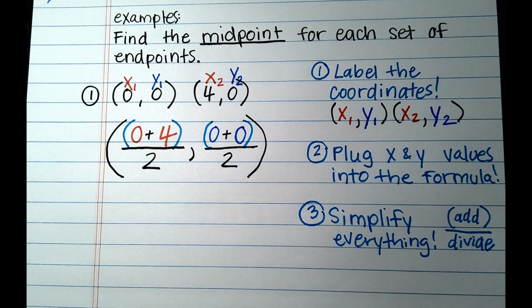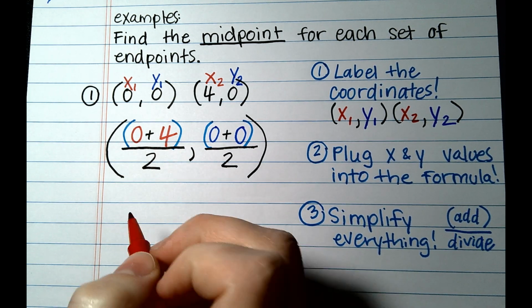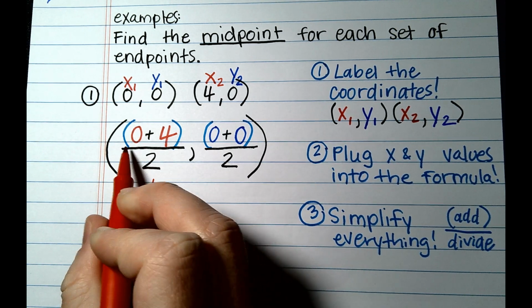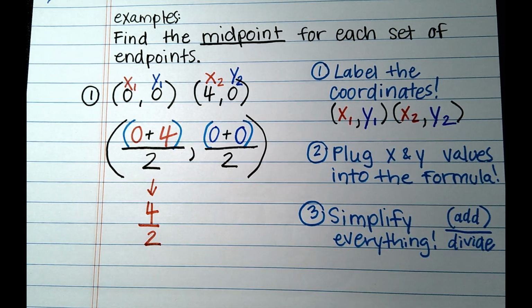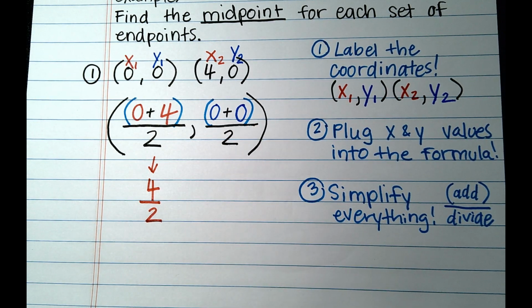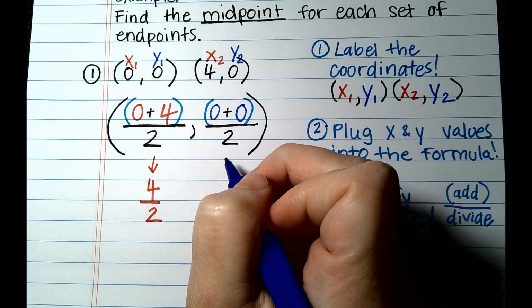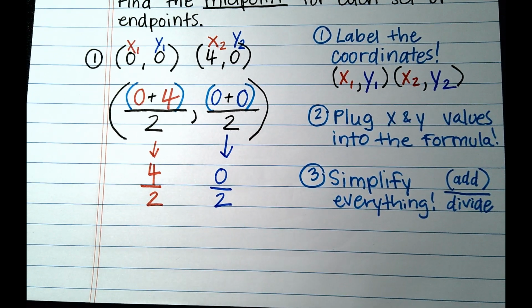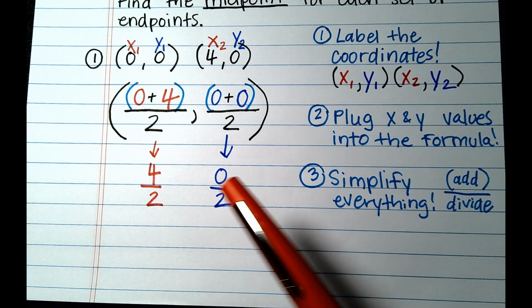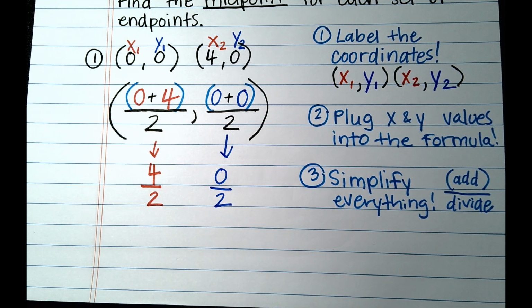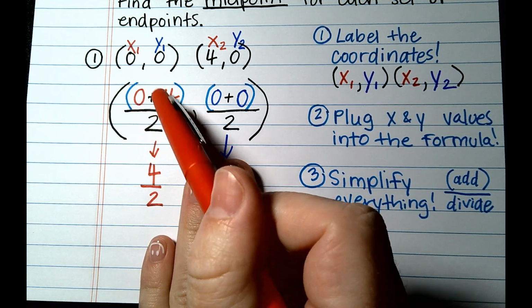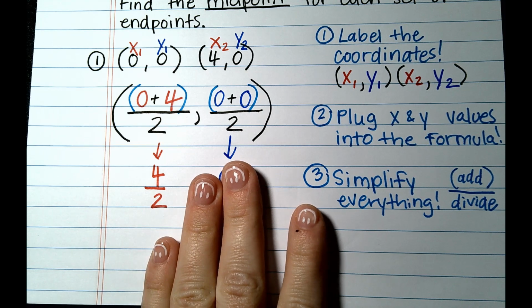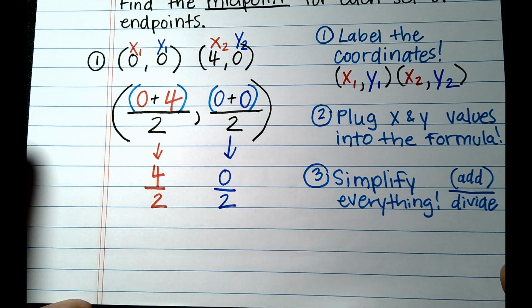Okay, so we're in the third step. I'm going to go from each value. What is 0 plus 4? 4. And I'll bring down that divided by 2. And over here we have 0 plus 0 is just 0, divided by 2. Now, if you think doing both of these at the same time will confuse you or get you out of order and mixed up, just do all the steps to simplify x and then move on to the y. You can do this in many different orders.